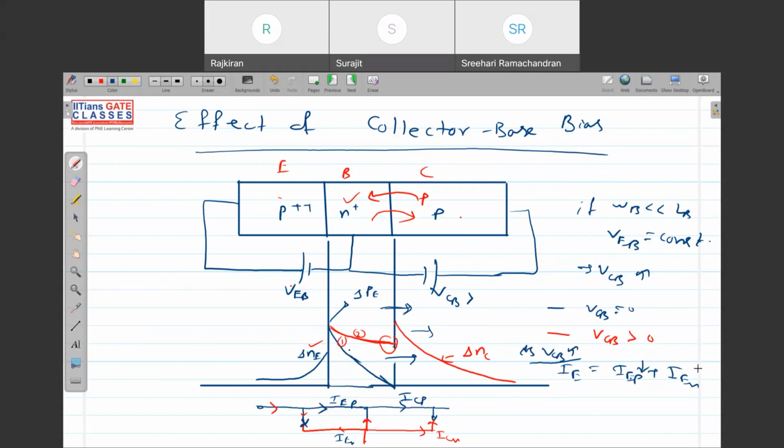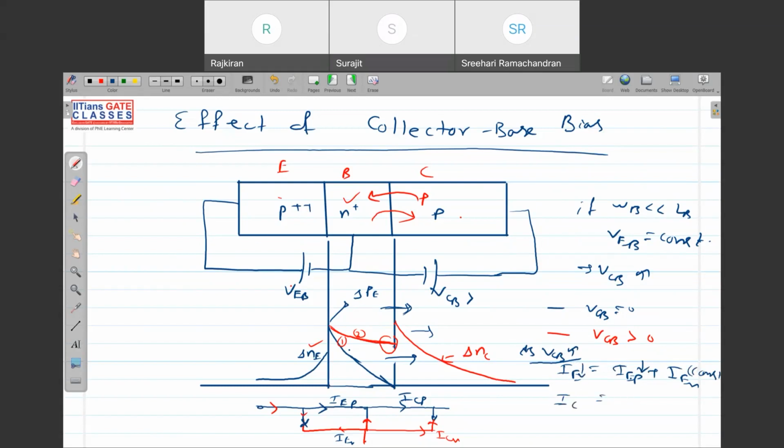What will happen to IEN? It will be constant. And what will happen to my IE? It will decrease, because IEP is decreasing. So what will happen to my IC?